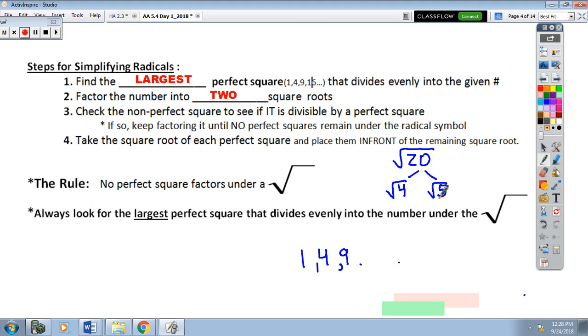Now personally, I always put the perfect square first, because as soon as you take the square root of this, you get 2, and that number should go in the front. So this answer can be read 2 root 5, 2 square roots of 5, or 2 times the square root of 5. Those are the 3 ways you could state it. Okay?